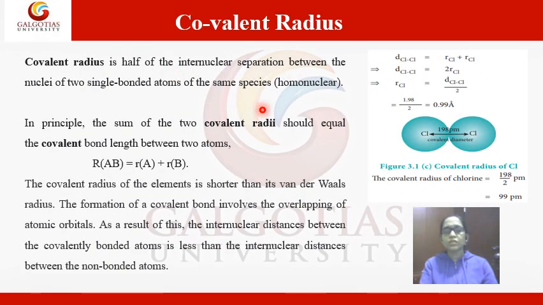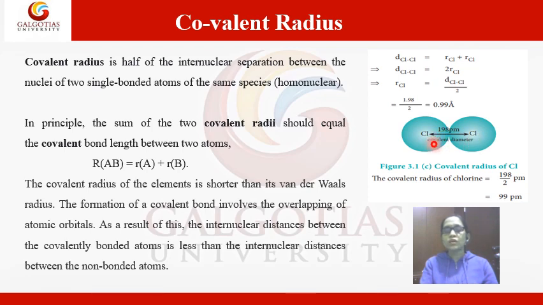Let us discuss what is covalent radius. Covalent radius is half of the internuclear distance between the two bonded atoms. Here, see, this is a chlorine molecule. The two chlorine atoms are bonded to each other by a covalent bond, so this is a homonuclear molecule. This internuclear distance, the distance from the nucleus of one chlorine atom to the other, is known as the internuclear distance or covalent diameter.